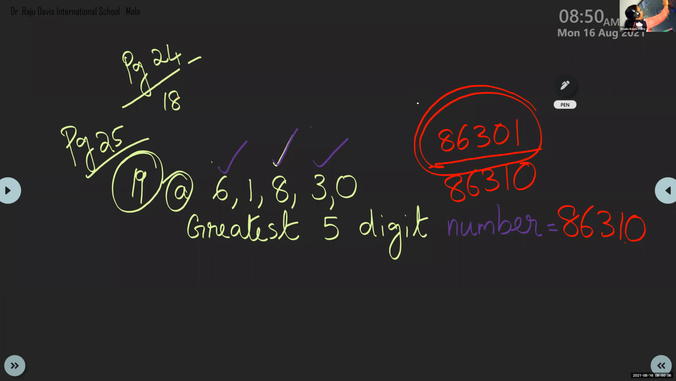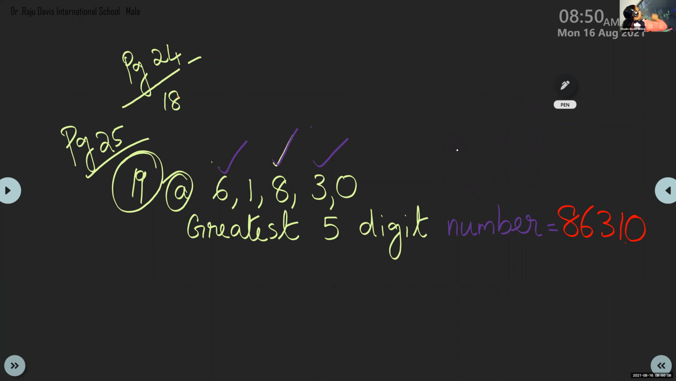So you have to read the numbers carefully. Otherwise it will be wrong. If you change the numbers 8, 6, 3, 1, instead of 1, if you write 0, 1, that is not the greatest number. Yes, children. So what you have to do? You have to arrange the numbers in decreasing order, or we can say in descending order.